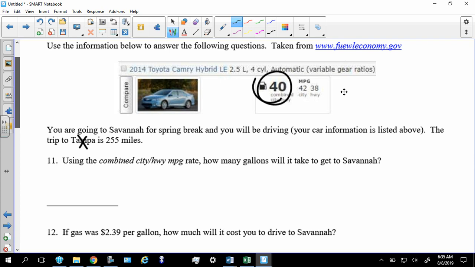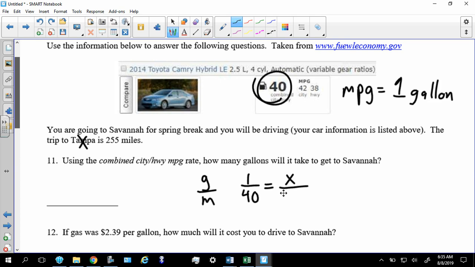Remember, that's 40. Remember, the MPG is always referred to, the 1 gallon. All right, so it's going to be, I always like to do gallons over miles. I think that's what I said in class. So 1 gallon for every 40 miles is equal to, I don't know how many gallons for 255 miles. So cross multiply and solve. That's going to give me, I believe I'm going to get a decimal here, which gives me, I'm just going to round to the nearest tenth, 6.4 gallons.